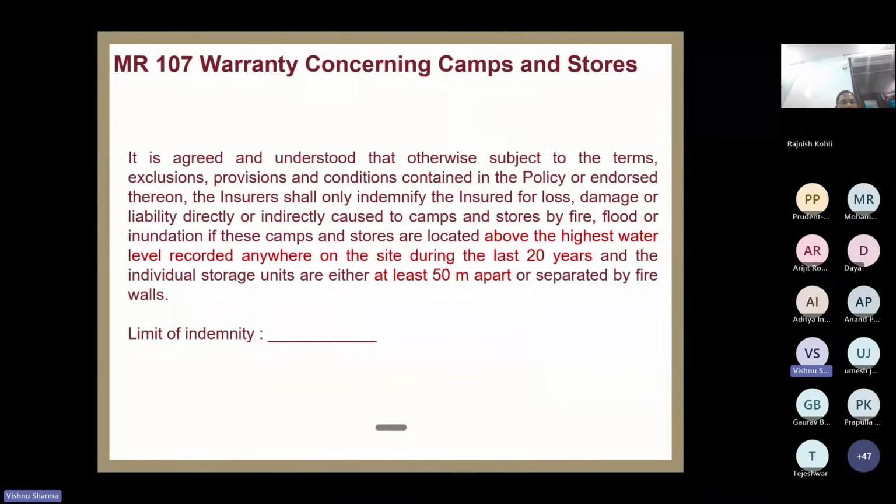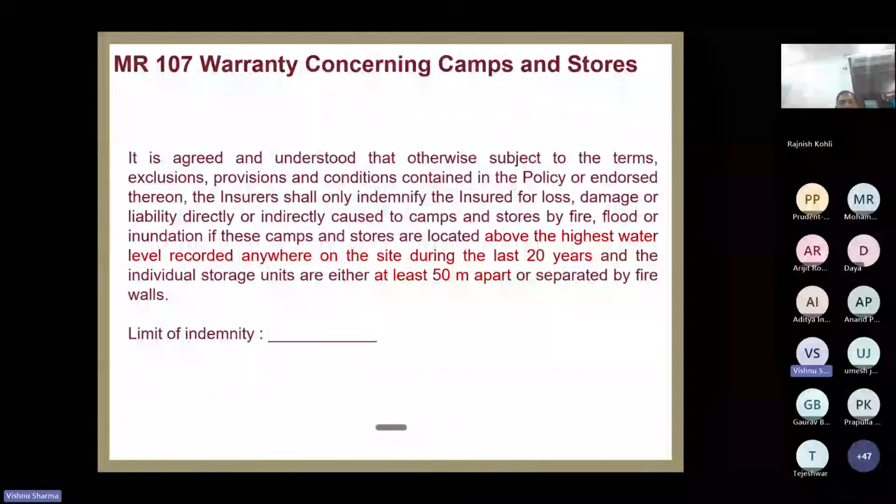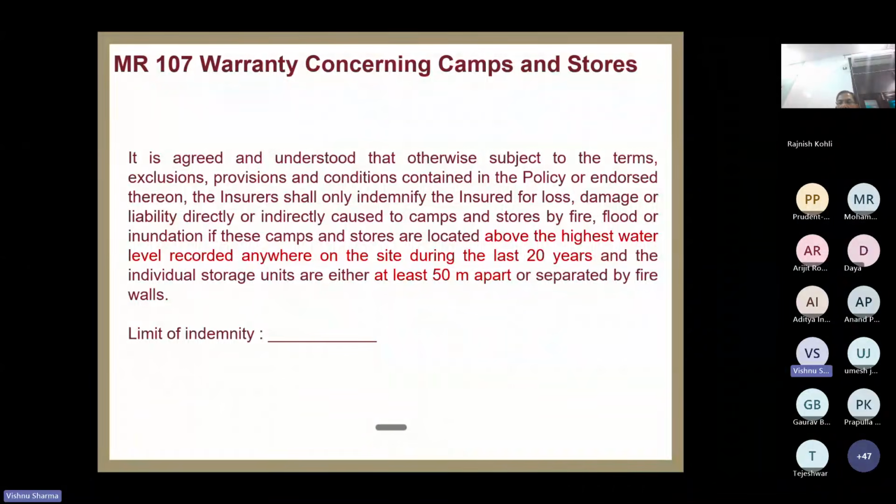And if it is found the maximum level जो है 2 feet का था, and the material is stored at 1 feet only, या फिर it was lying at the ground, the claim will not be paid. Surveyor will reject the claim of that material. And the limit of indemnity is also defined. Okay. फिर है ये आपका construction material, MR 109.